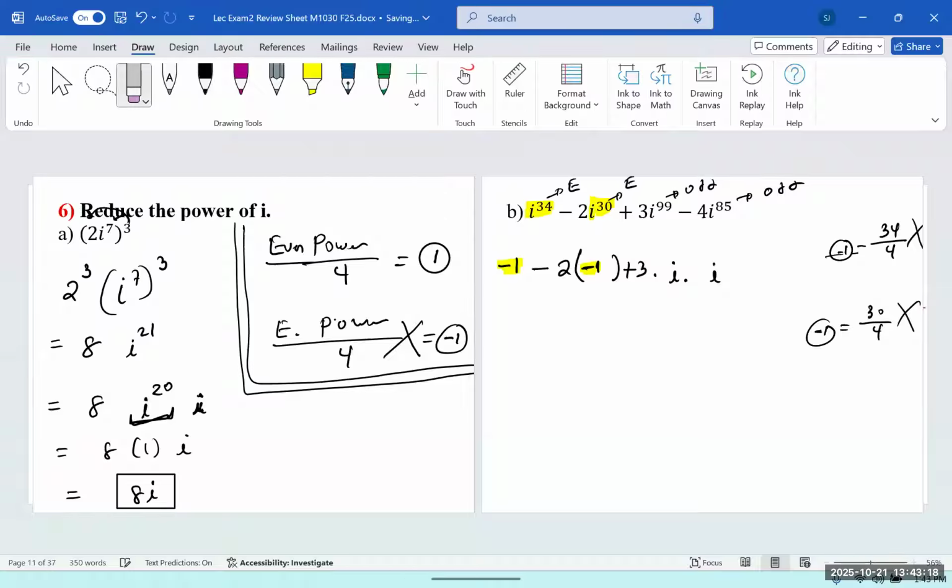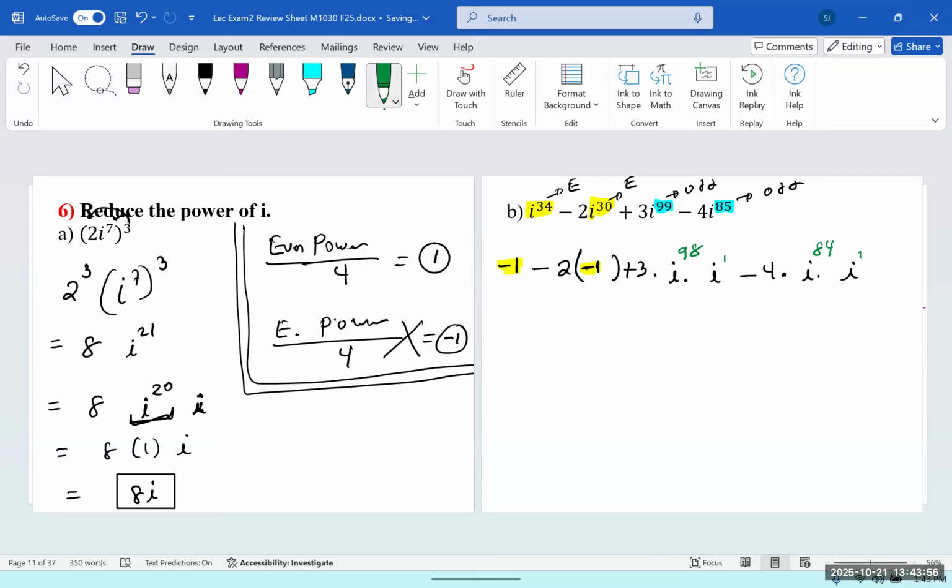Let me erase this because I don't have space. Minus 4 times i times i. So the 99, let me change the color. 99. How are you going to split the 99? 98 and 1. And how about the 85? 84 and 1. So 98 and 1, 84 and 1. The 1 is invisible, you don't have to show it.